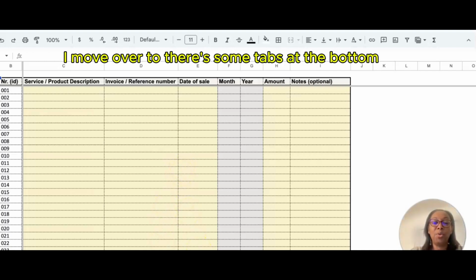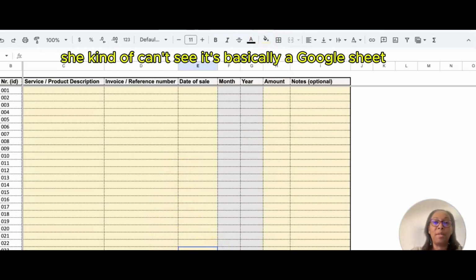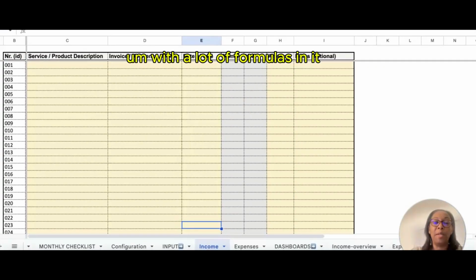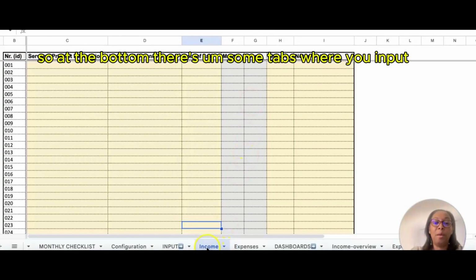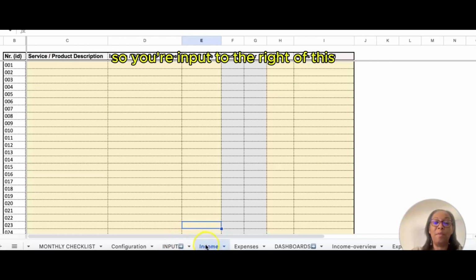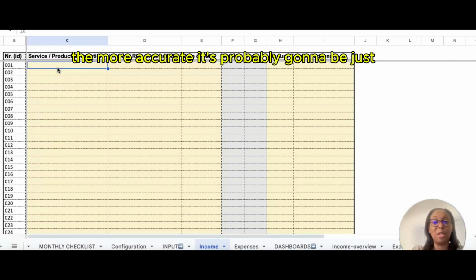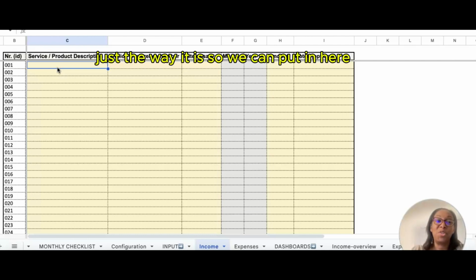I moved over to, there's some tabs at the bottom, but you kind of can't see. It's basically a Google Sheet with a lot of formulas in it. So at the bottom, there's some tabs where you input. So you're going to input to the right of this, and you're just going to put in your records as you go for your business. The more frequently you do this, the more accurate it's probably going to be. It's just the way it is.